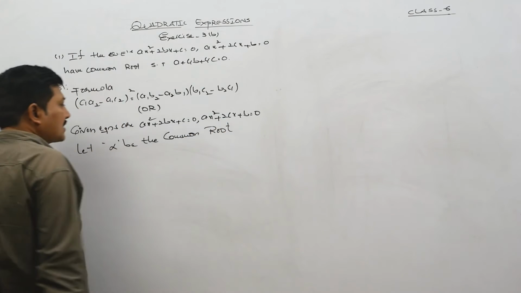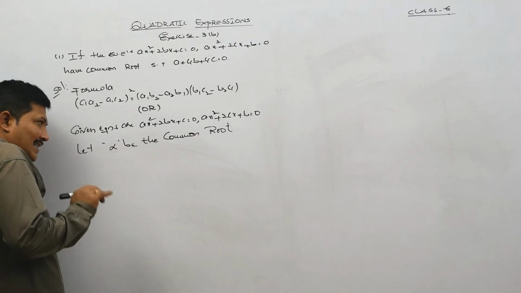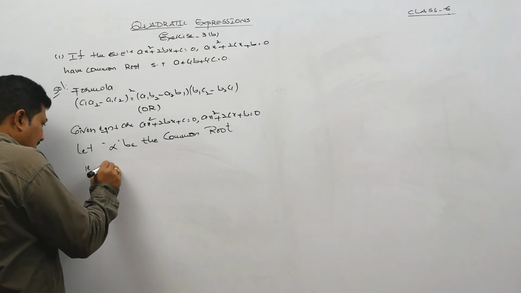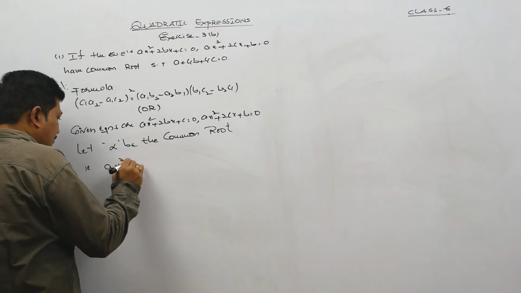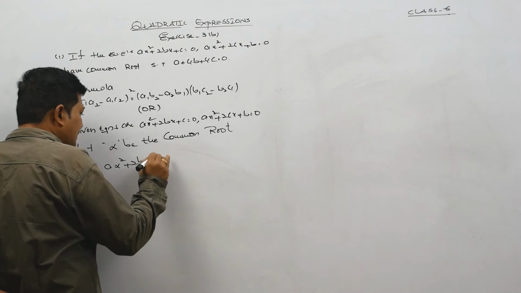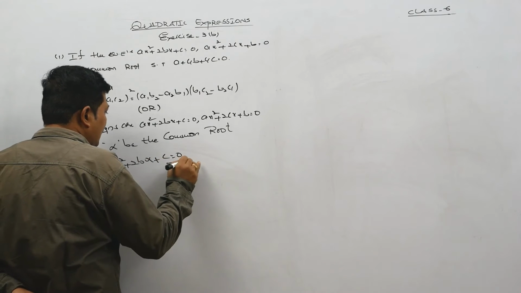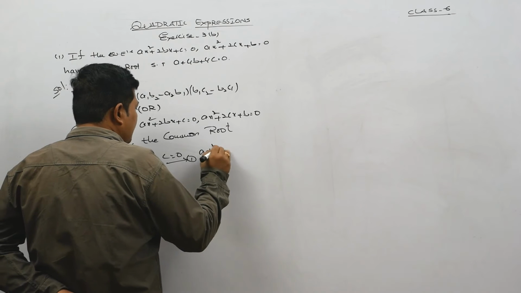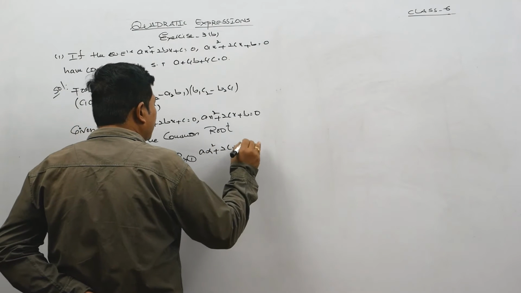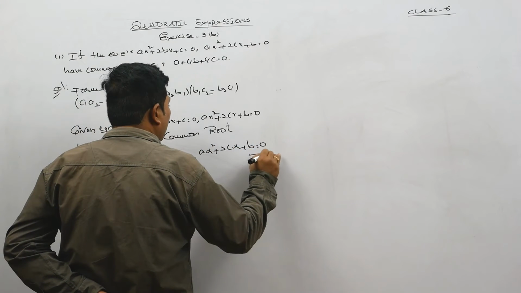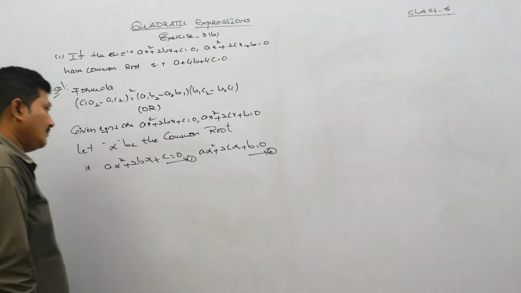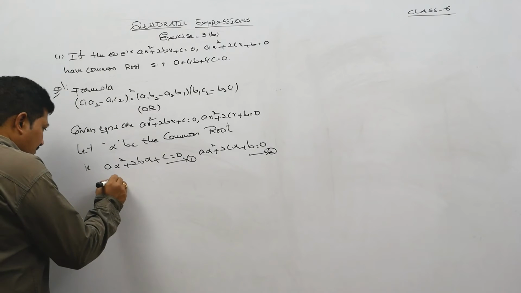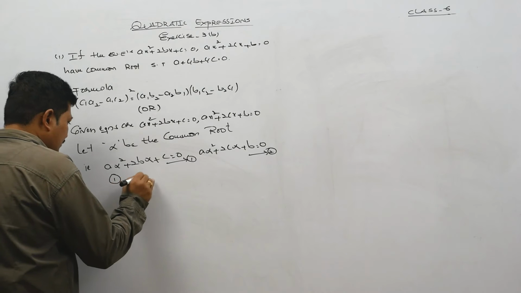Since alpha is a common root, alpha must satisfy both the equations. That is, a alpha square plus 2b alpha plus c is equal to 0. Call this equation 1. And a alpha square plus 2c alpha plus b is equal to 0. Call this equation 2. Now we eliminate alpha from 1 and 2. For that, let's do 1 minus 2.